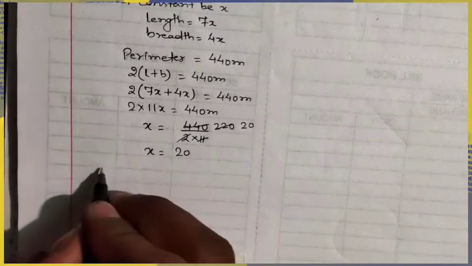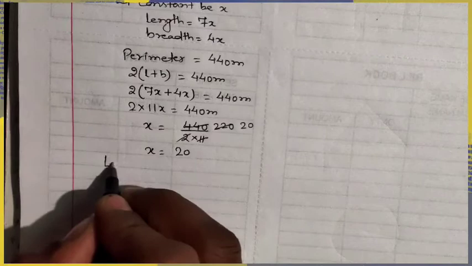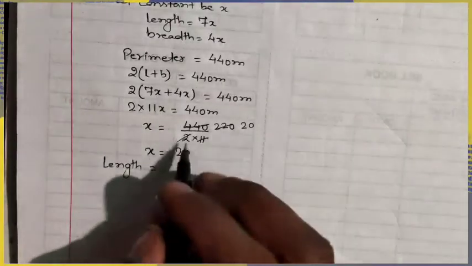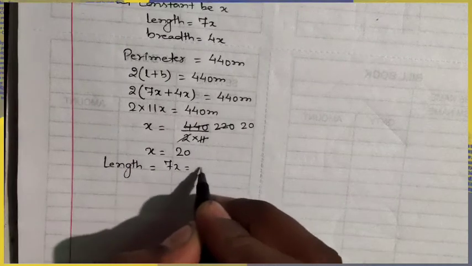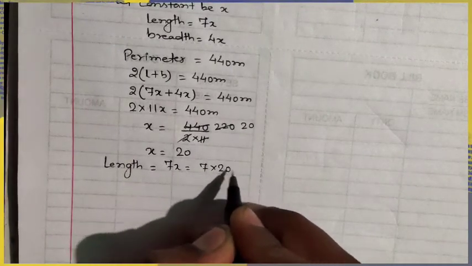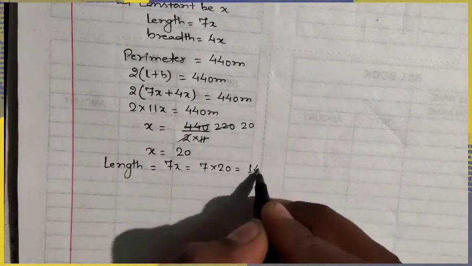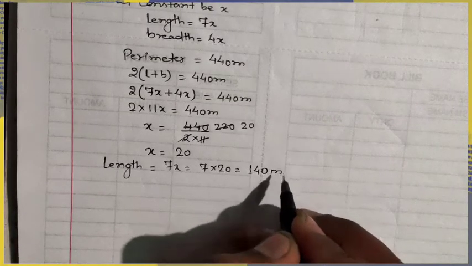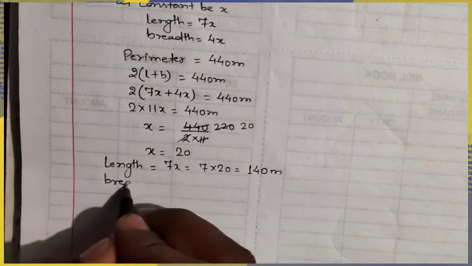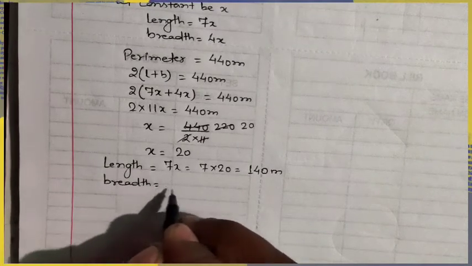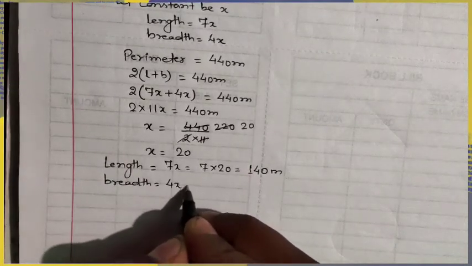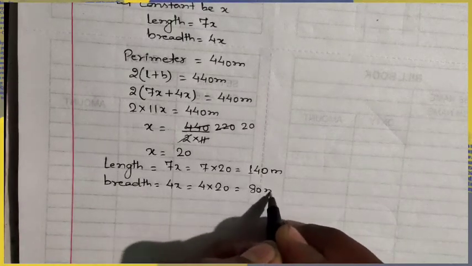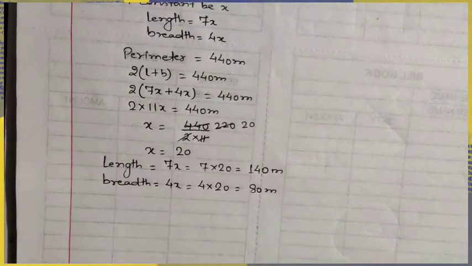Now we will calculate the length. Length is equal to, what we have assumed, length as 7x. We will write 7x, that is 7 into 20, 7 twos are 140 meter. Breadth is equal to 4x, that is 4 into 20, 4 twos are 80. This one is 80 meter. Length and breadth we have got.